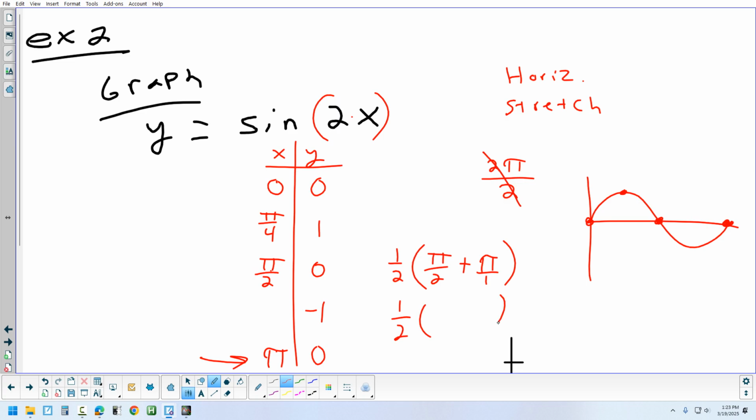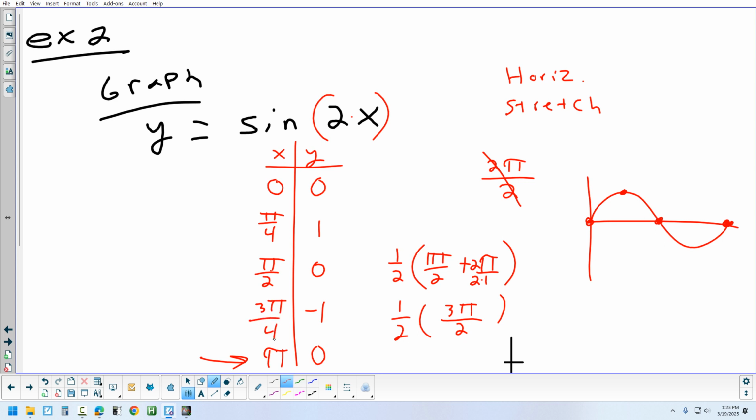So what do we need here to add those up? 2 on the bottom. We need to make the bottom a 2, so we put a 2 on the top. So that would be 3 pi over 2. And now that's when you add them up. Now you need half of that. What's half of 3 pi over 2? 3 pi over 4.